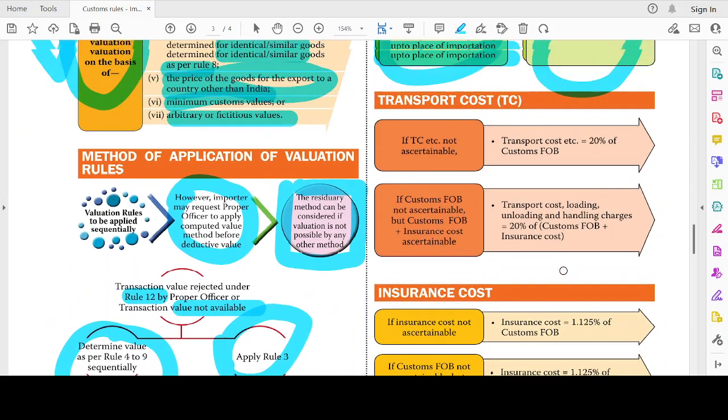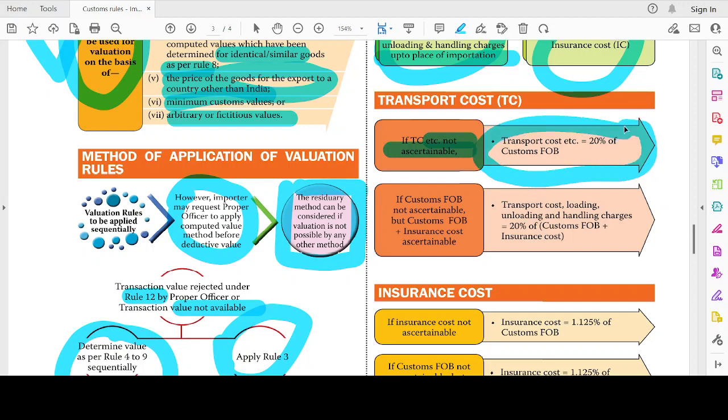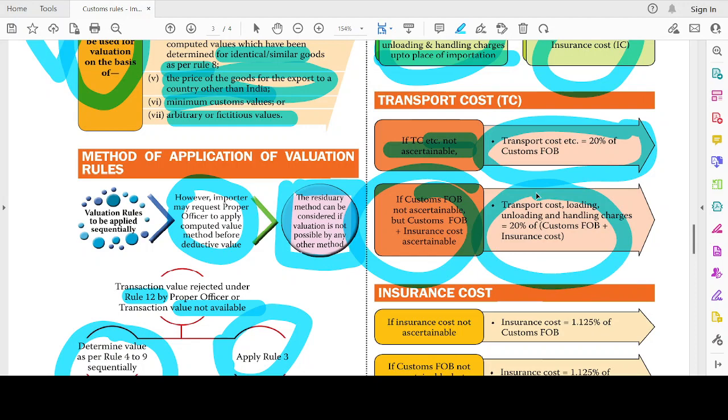What is the transport cost? Transport, if it is ascertainable, then fine. If it's not ascertainable, then it is 20% of customs FOB. Now, if customs FOB itself is not ascertainable, but customs FOB plus insurance cost is ascertainable, then transport, loading, unloading, and handling charges will be 20% of FOB plus insurance cost. Whichever is there, you will put 20%. See, if I'm directly ascertaining the customs FOB, then 20% of it will be the transportation cost. If transportation cost is not directly given, and customs FOB alone is not ascertainable, but I can arrive at the value of customs FOB plus insurance, then it will be 20% of such cost as transport cost.